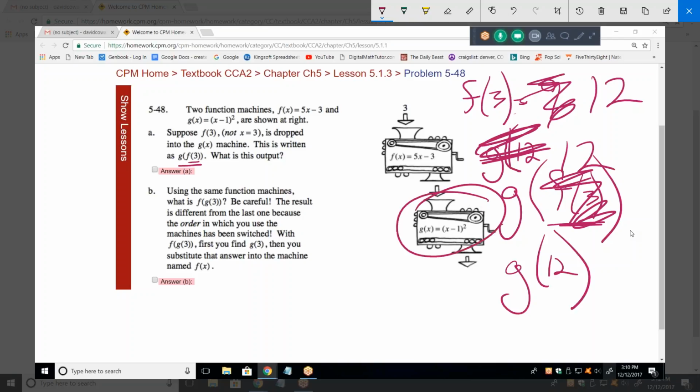Now you use that function. That's the g function. What's g of 12? 121. In other words, it's 11 squared.